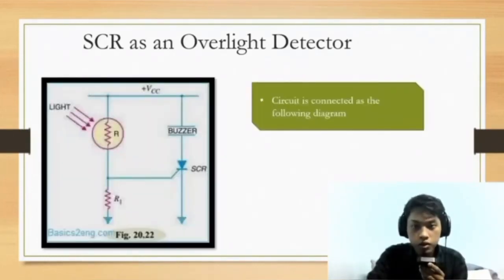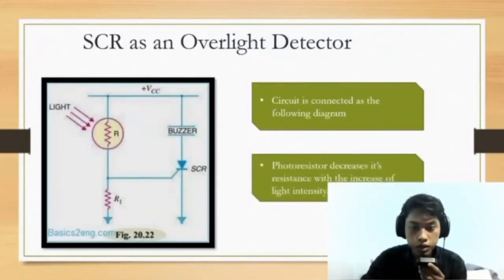The circuit is connected as in the following diagram. Photoresistor decreases its resistance with the increase of light intensity.